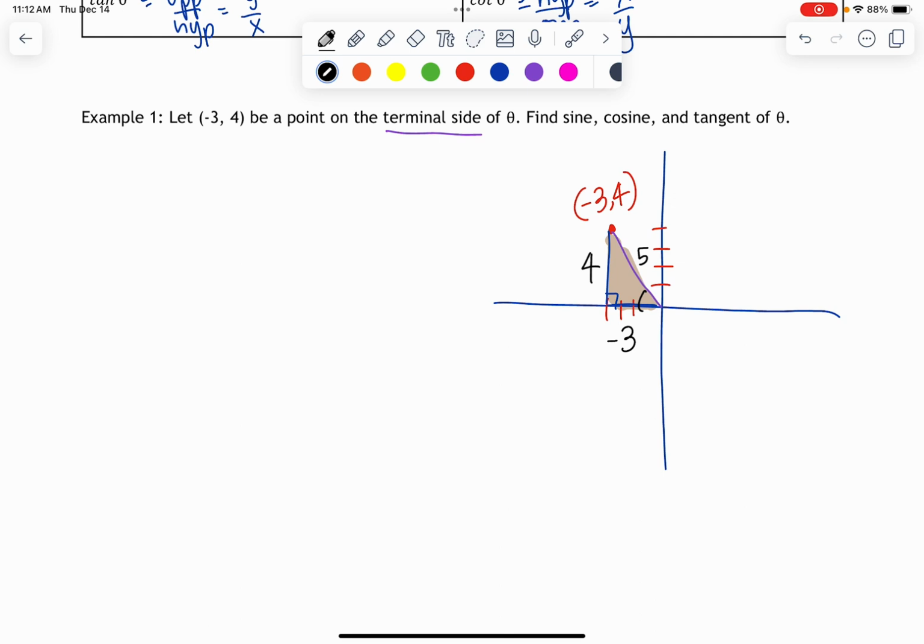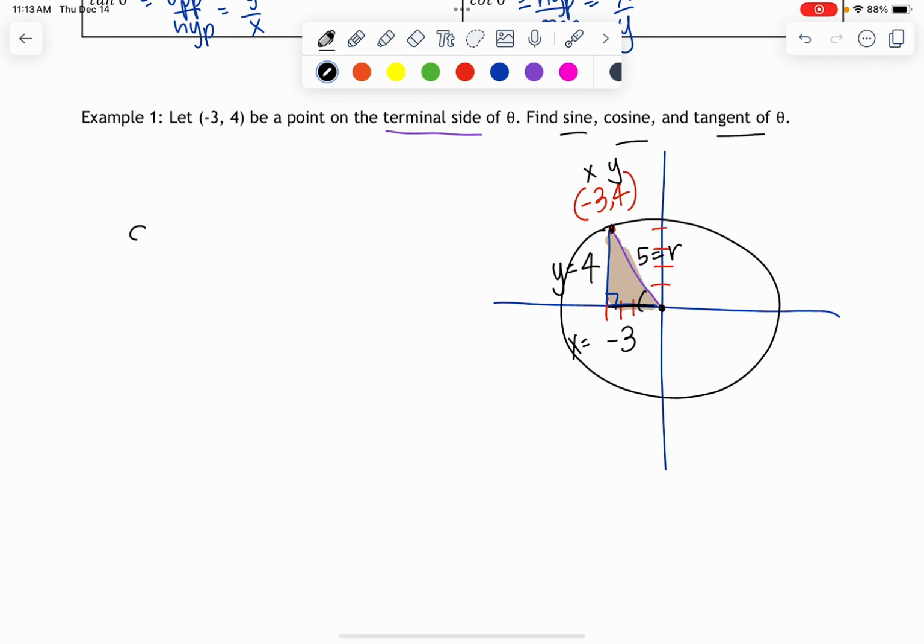So if I'm going to use my new alternative definitions, I would say that the x side, because this is on the x-axis, is negative 3. The y side, because it's up, would be 4. And then the r is the radius of the circle. If I drew a circle around this, the radius would be from the center to the point on the circle. So r is 5. Now when I find sine, cosine, and tangent, I can use x, y, and r.